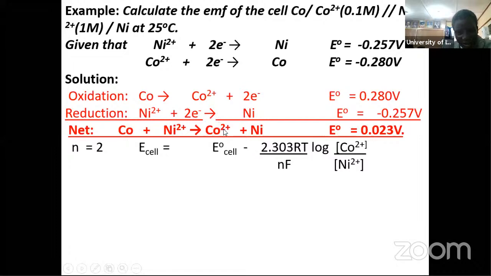Now, this one is in aqueous form. This is in aqueous form. That is the concentration of your cobalt ion over the concentration of your nickel ion. So that is the equation.